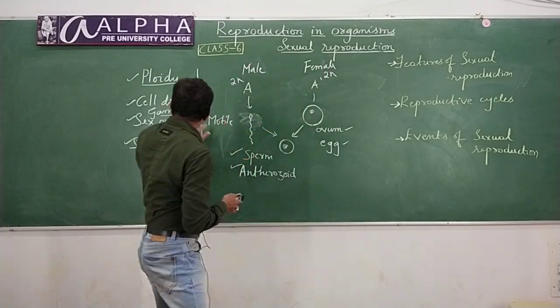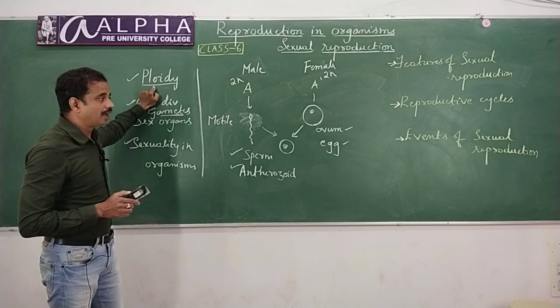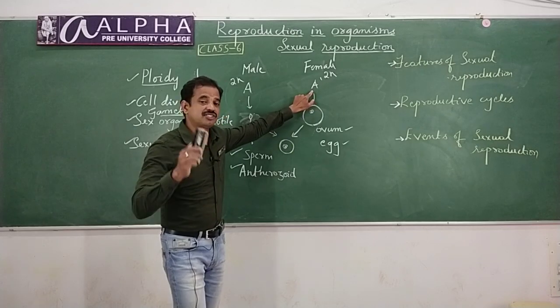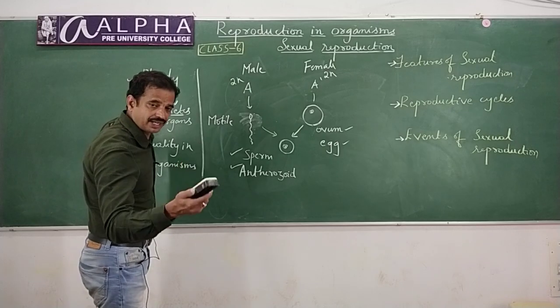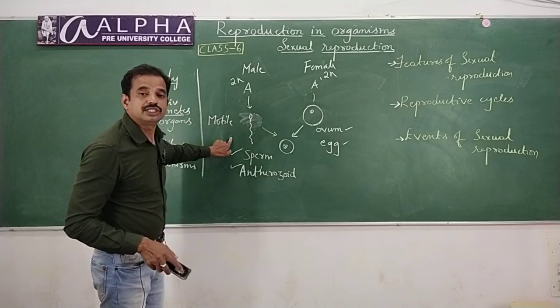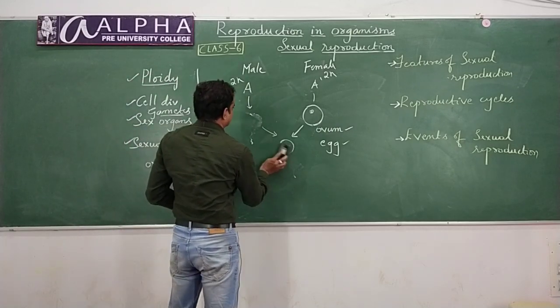Now you have understood the meaning of ploidy, haploidy and diploidy. You have understood that in diploid organisms, meiosis takes place at the time of formation of gametes. You have understood mitosis and meiosis, and also have got a brief idea about gametes. Next, let me go to the sex organs.